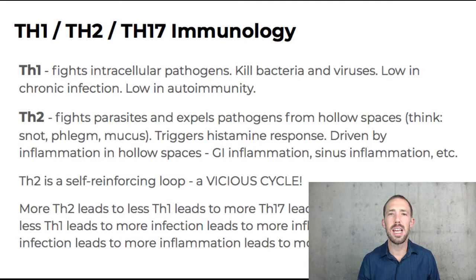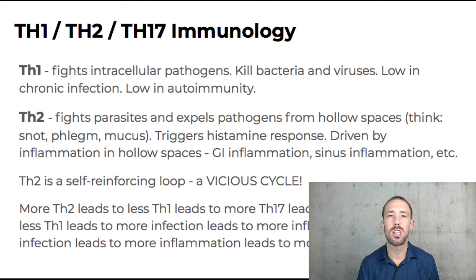So Th1, once again, it fights intracellular pathogens. It kills bacteria and viruses. It's low in chronic infection. It's what caused the chronic infection. It's low in autoimmunity, and that allows that Th17 to grow more. Th2, the other side of the teeter-totter, it'll fight parasites, but it will also expel pathogens from hollow spaces.